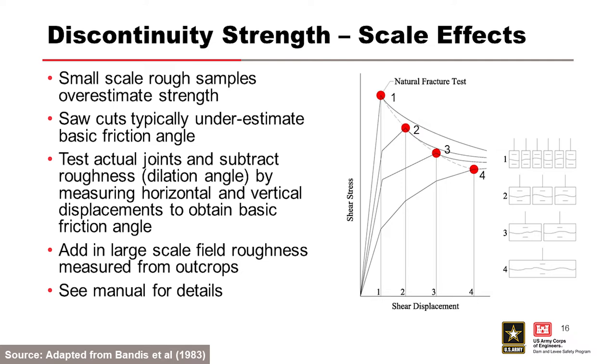So the typical solution has been to use saw cuts to remove the small scale asperities, but this has been found to result in an underestimation of the basic friction angle because of polishing, removal of the granularity between the joint wall contacts, and just damage during the cutting process. You get a lower strength. The alternative is to have larger test samples done, but that tends to be a lot more expensive.